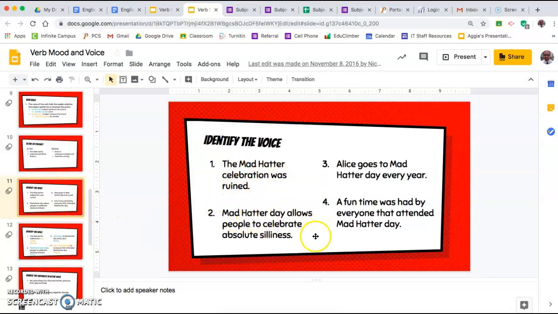Number 2, Mad Hatter Day allows people to celebrate absolute silliness. So the day allows people to do something. So it is actually actively doing something now. It allows people to celebrate. So it is doing the action.